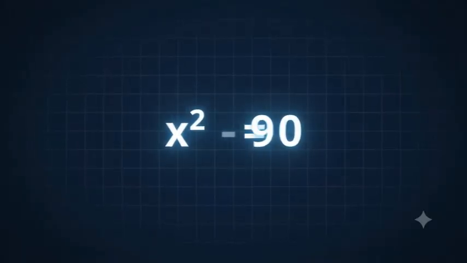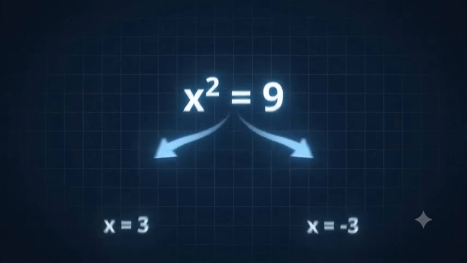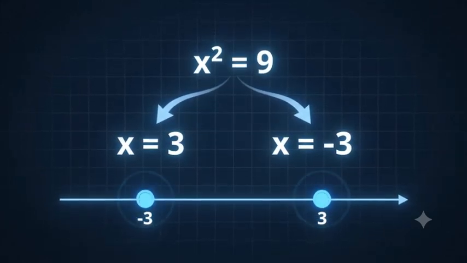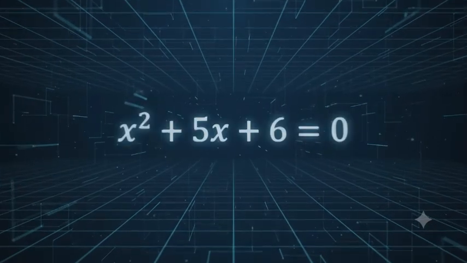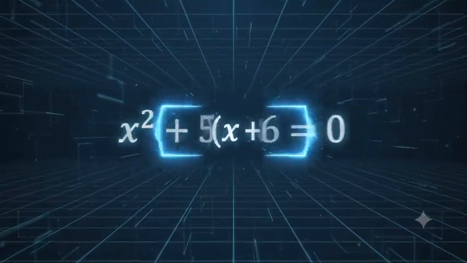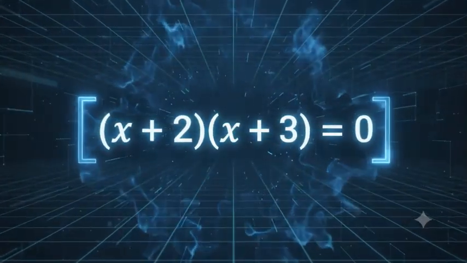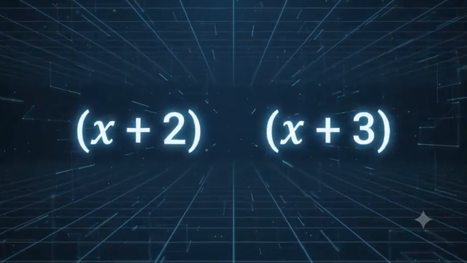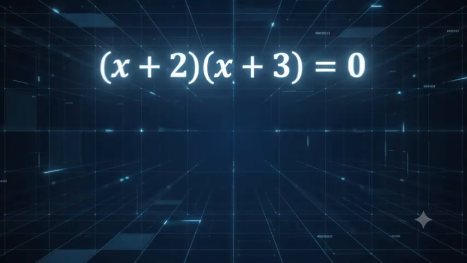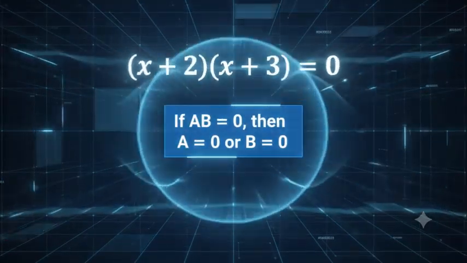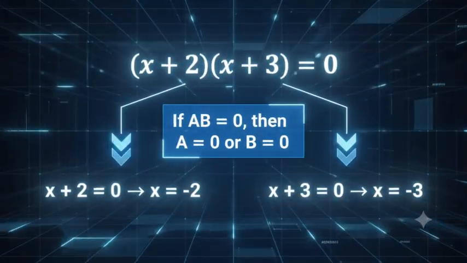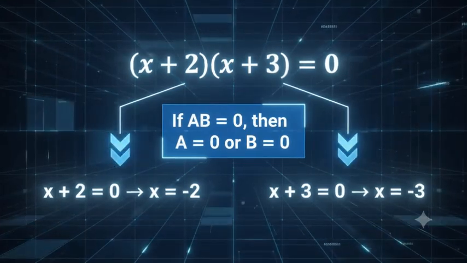If x squared minus 9 equals 0, then x squared equals 9. Therefore, x can equal either 3 or negative 3. Many quadratic equations can be solved by factorisation. For example, x squared plus 5x plus 6 can be written as x plus 2 multiplied by x plus 3. Using the zero product principle, if two factors multiply to 0, at least one of them must be 0. Therefore, the solutions are negative 2 and negative 3.